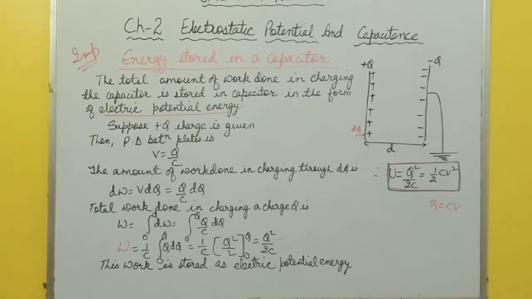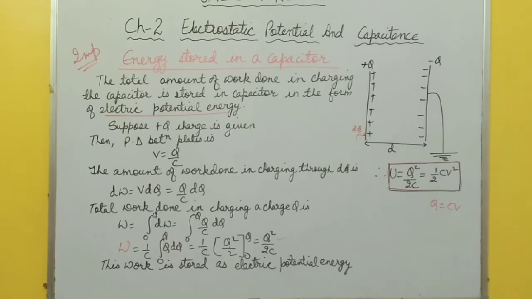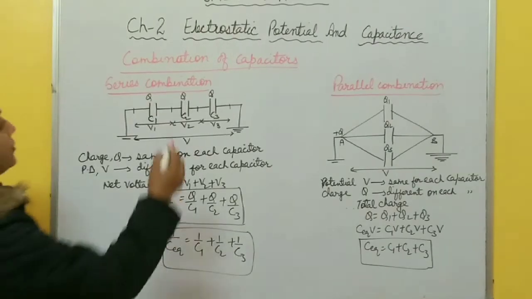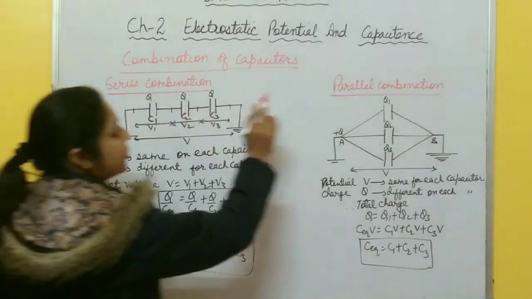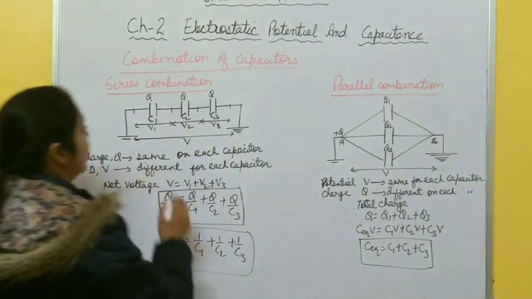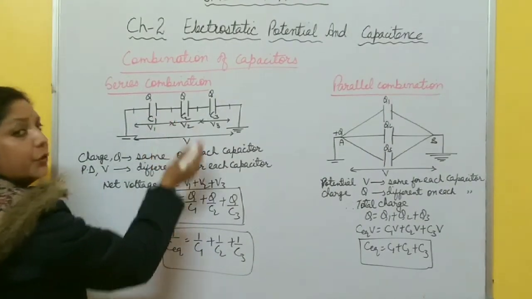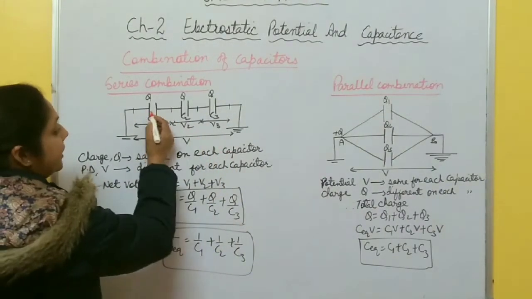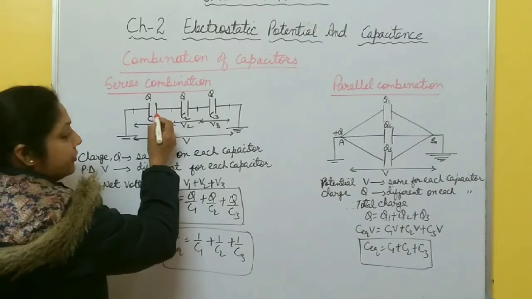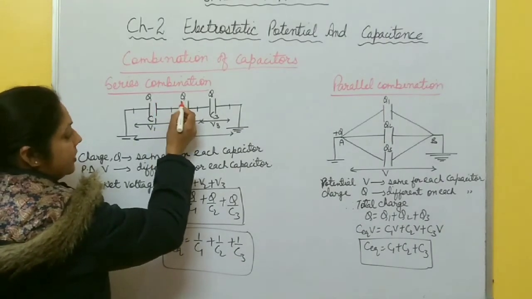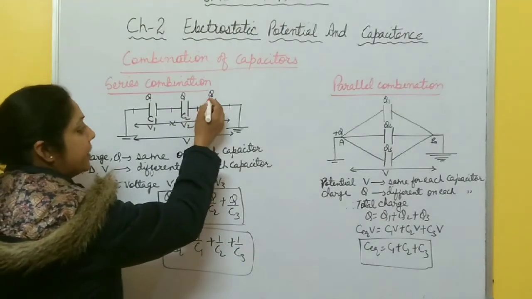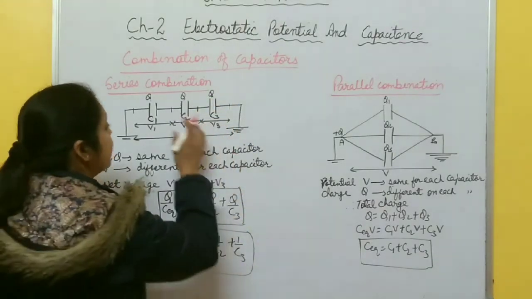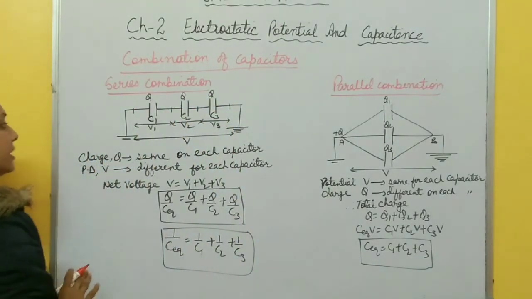After this, one topic is left, that is combination of capacitors. Please take a screenshot. Now next one is combination of capacitors. For this we will discuss series combination and parallel combination. If n number of capacitors 1, 2, 3 are connected in this way, the second plate of the first capacitor is connected to the first plate of the second capacitor, then the second plate of that capacitor is connected to the first plate of the next one. In this way a series combination is formed.